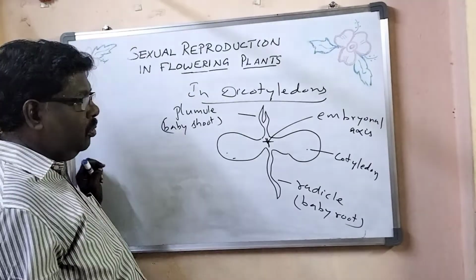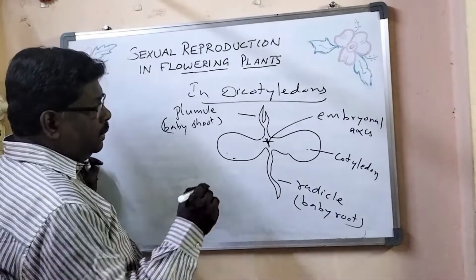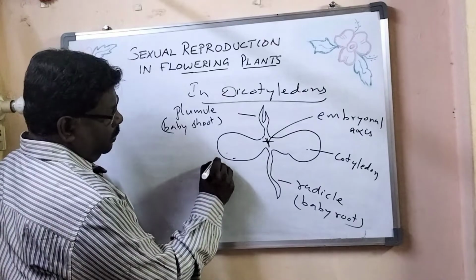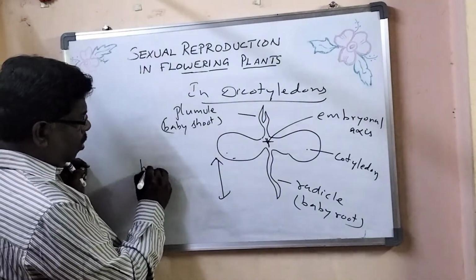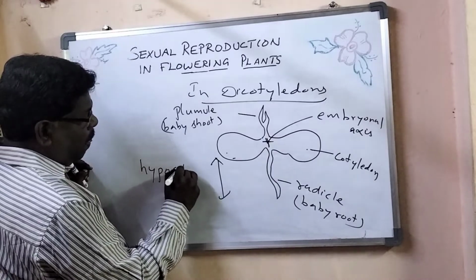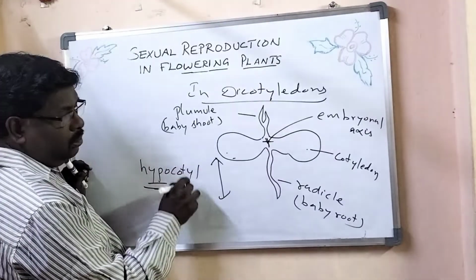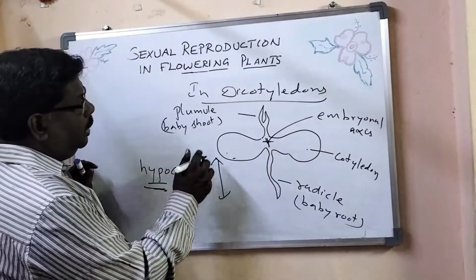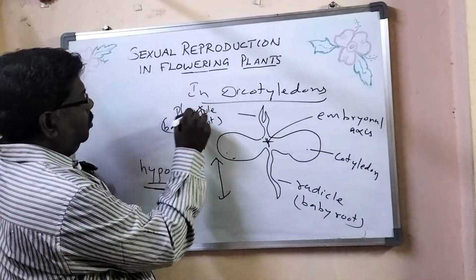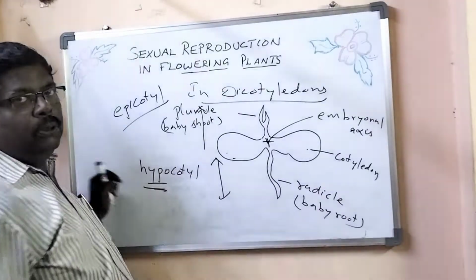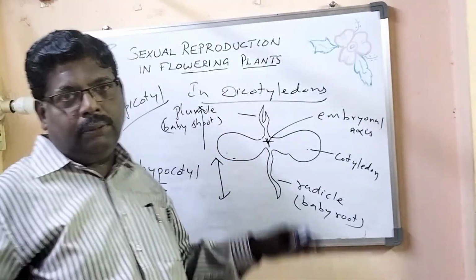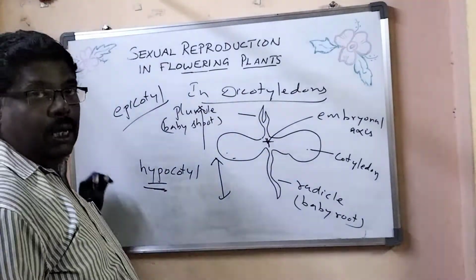And two more definitions. The portion below the cotyledons is called hypocotyl. Hypo means below. The portion above the cotyledon is called epicotyl, and that which is below is called hypocotyl.